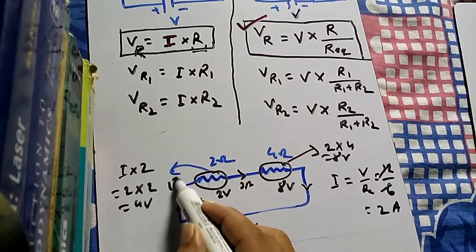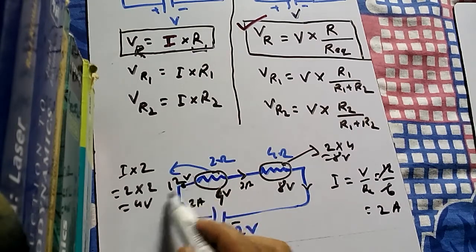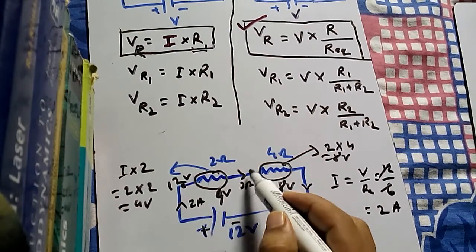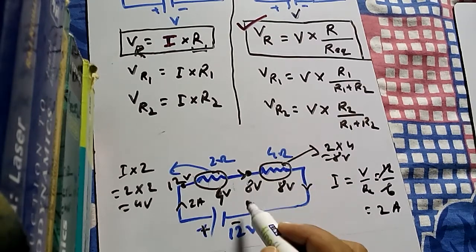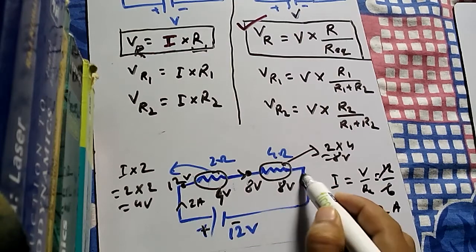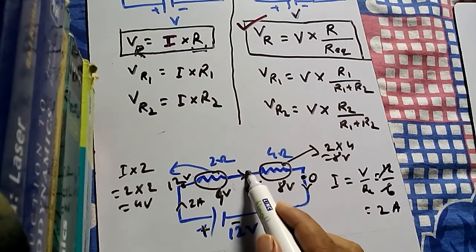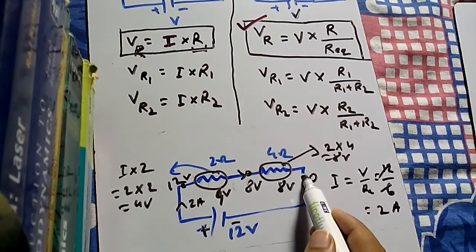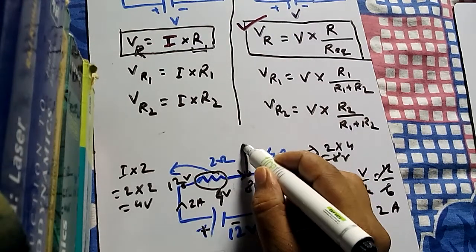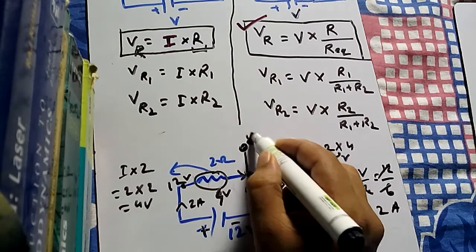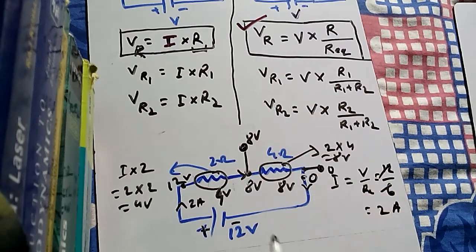Initially we had 12 volt, 4 volt dropped, so now we have 8 volt, and here 8 volt dropped, so we are left with 0 volt, because this resistor will fill a voltage of 8 volt, and this dropped 8 volt. So 12, 8, then 0. And if you take a terminal from this point, what is the voltage at this point? It is 8 volt. And if you take out a terminal from this point, it is 0 volt.